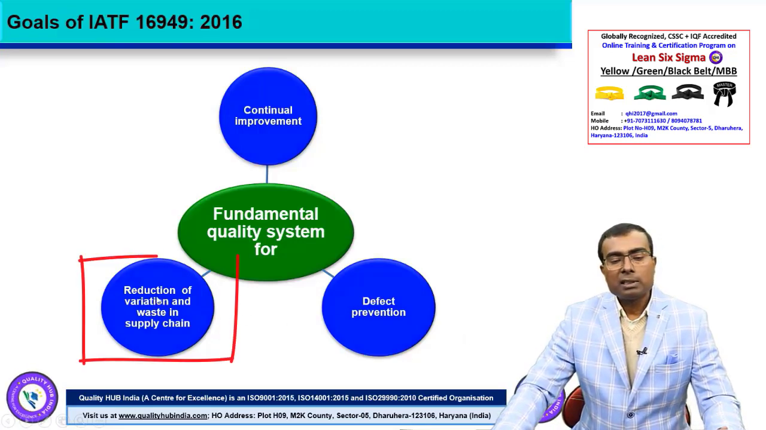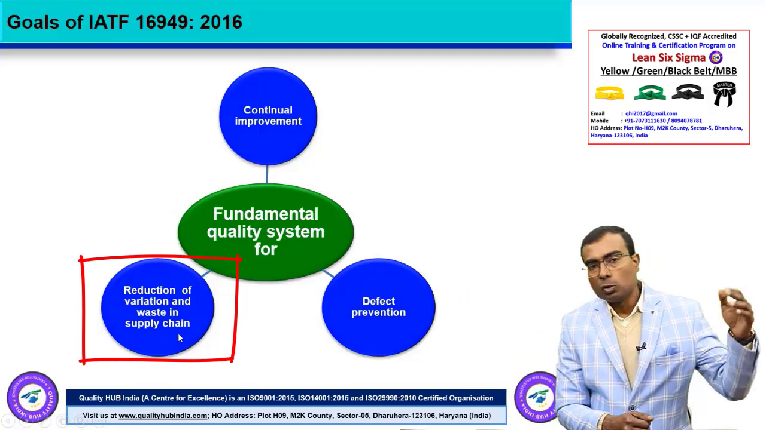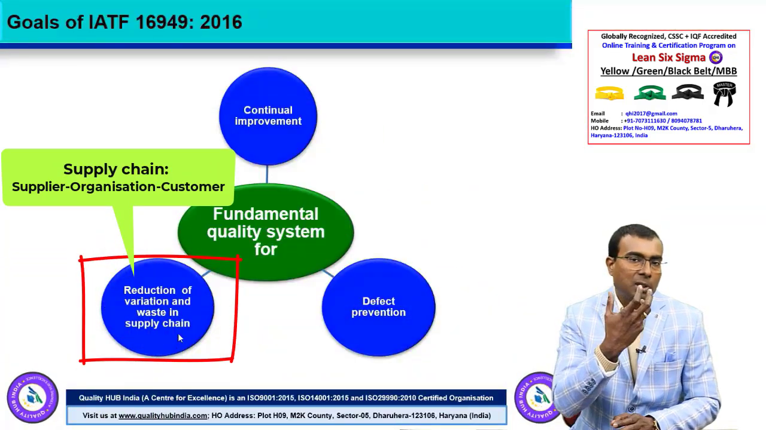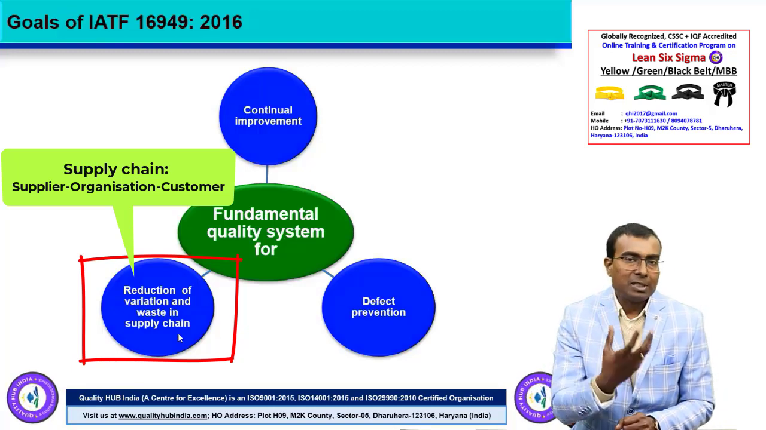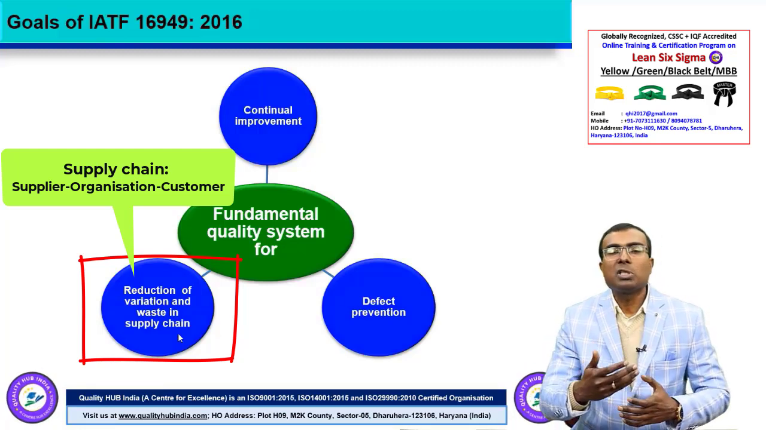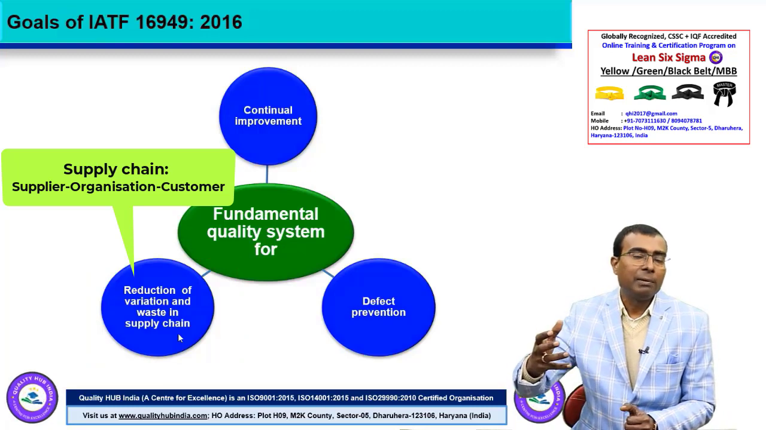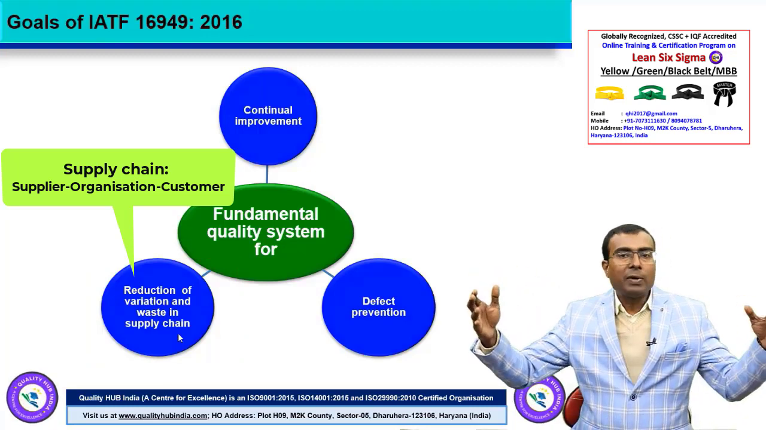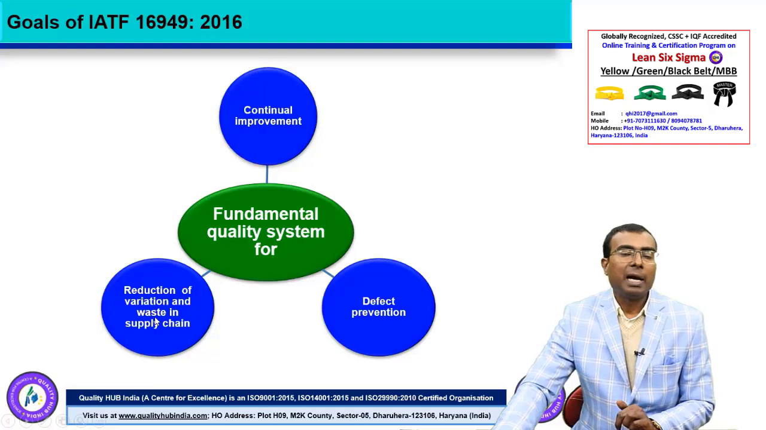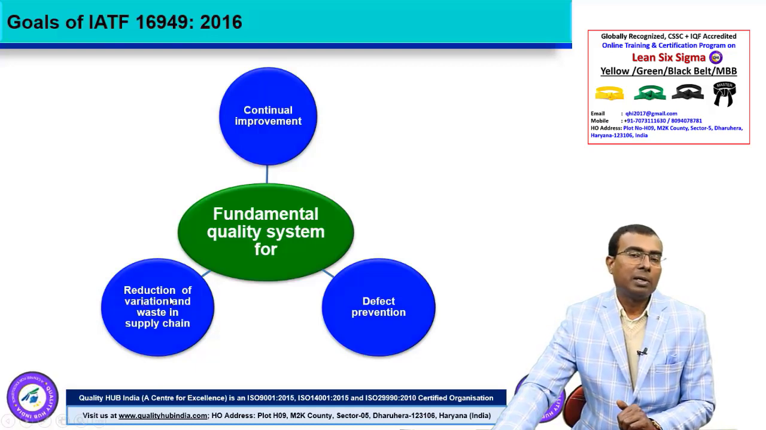The third one talks about reduction of variation and waste in supply chain. What exactly is supply chain? We need to understand that. Supply chain means the complete chain of supply, starting from your supplier to your organization to the customer. So you receive some raw material and consumables from your supplier, different services from your vendors, and those services and products are delivered to you. You do some value addition, some processing, and then you do packaging, labeling and dispatch the material to your customer. So throughout this supply chain, whatever variations and whatever waste are there have to be targeted, and there has to be a trend of continual reduction and elimination of both variation and waste.